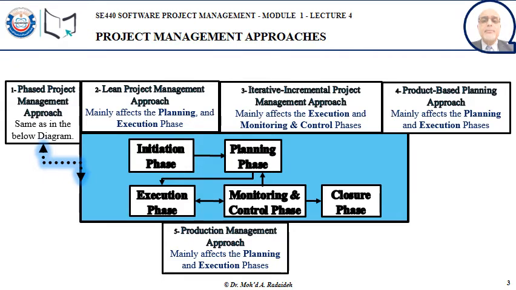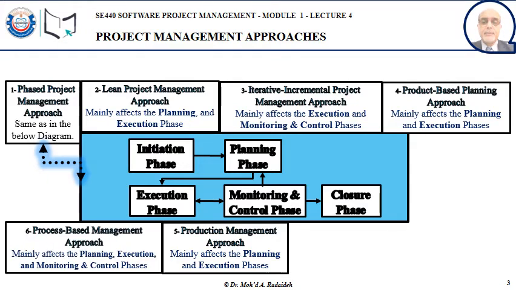Now, I should mention that so far the linear project management affects the planning and execution phases. The iterative incremental affects more the execution and the monitoring and control phases. The product and the production, both of them affect the planning and the execution phases of the project management.